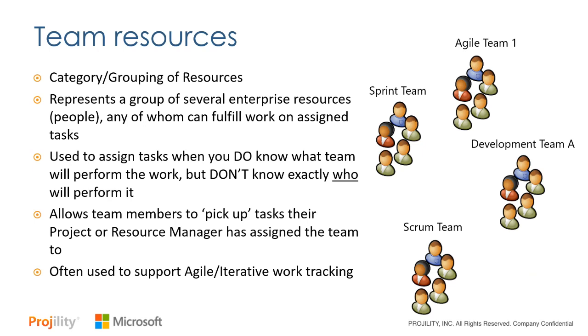Team resources are really great when you're doing actual work and you don't know exactly who's going to do the work, but you have one of a group of individuals that will be assigned that. You can assign the team resource, and then people on that team can go and report their hours or their time against that. So it's really, really useful, especially in an agile or a hybrid environment where you don't have a named resource. You have a group of resources, and it's really good for supporting that kind of work. And these are called team resources. And again, they're available in Project Online today.